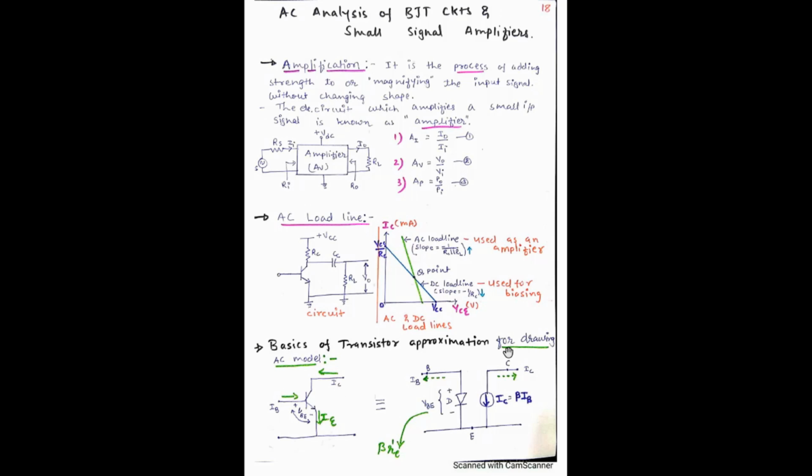So before drawing the AC model, it is very necessary to understand the transistor approximation. What is the actual approximation of the transistor? So I have mentioned the equivalent circuit of the transistor by the inverted pi. Look at this. This is an NPN BJT, bipolar junction transistor. This is base, this is collector, this is emitter. The voltage drop between base and emitter is denoted by VBE, and this is the output current, that is IC.